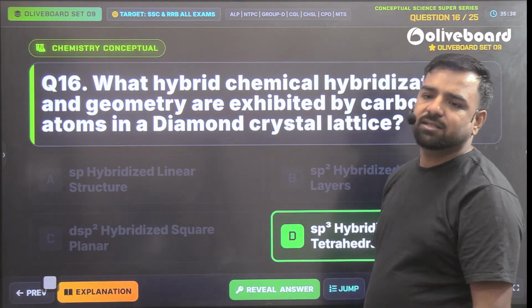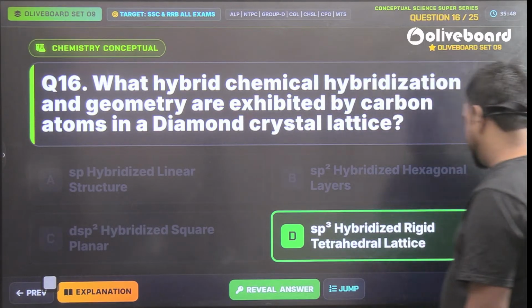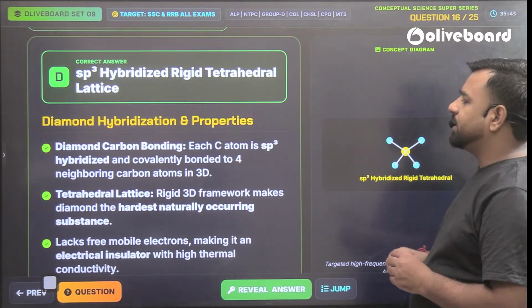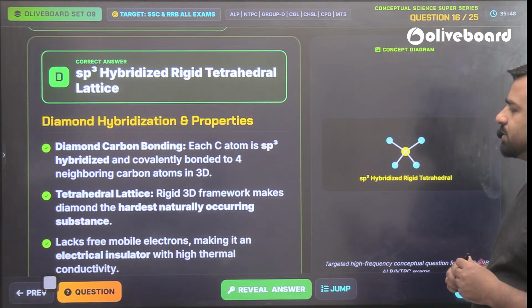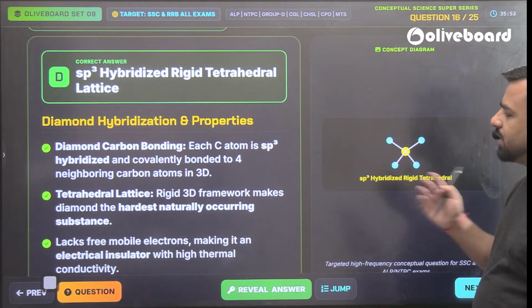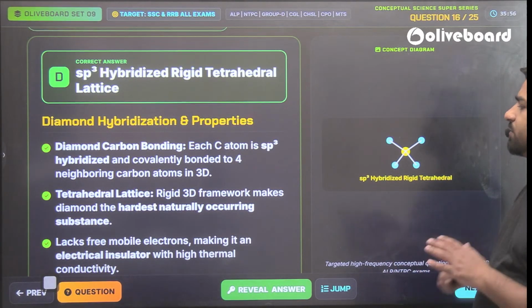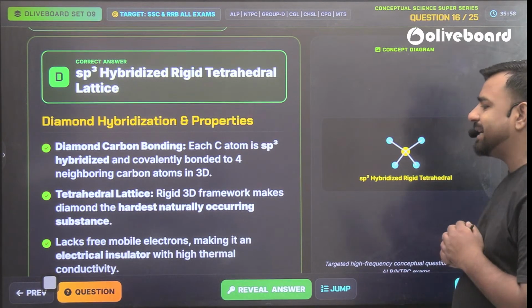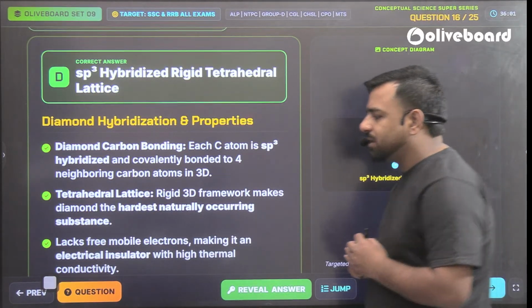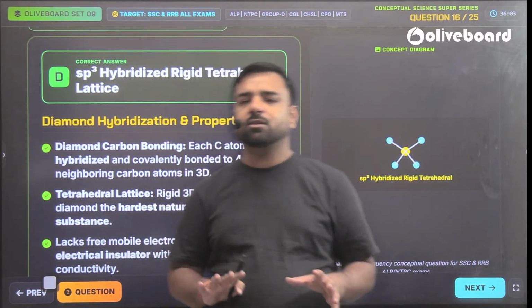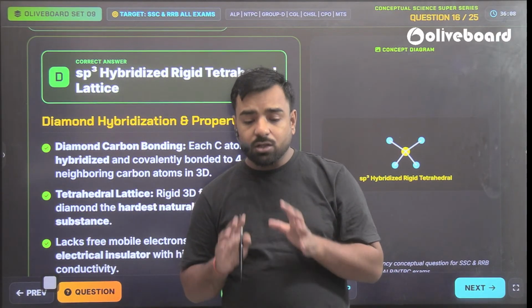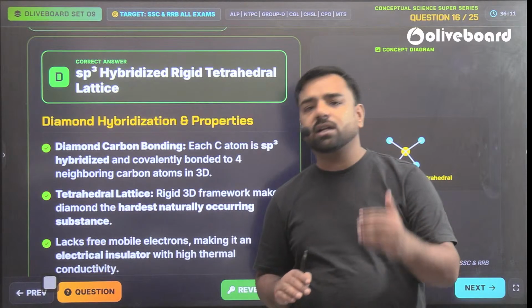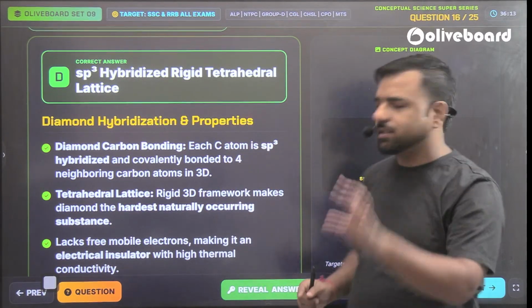So that's why revision is important. So what is the answer? This time, D is the perfect answer. Each carbon atom is sp3 hybridized and covalently bonded to four neighboring carbon atoms in 3D. So the rigid 3D framework makes diamond the hardest natural substance, and its structure is tetrahedral. It lacks free mobile electrons, which makes it an electrical insulator with high thermal conductivity. That is, it is a bad conductor of electricity, but graphite is actually a good conductor of electricity. Although graphite is a non-metal, it is still a good conductor of electricity. So that's an exceptional case that is asked in the examination.